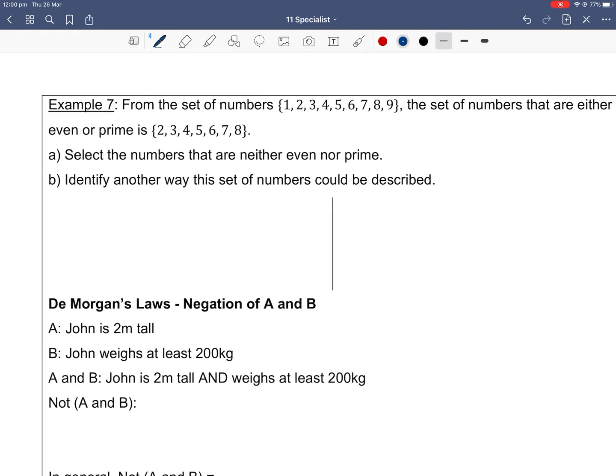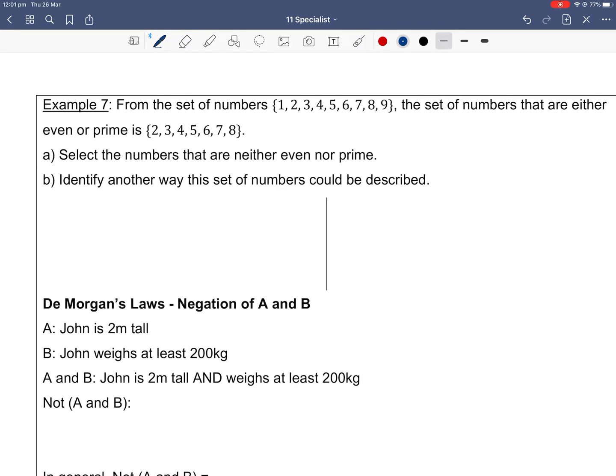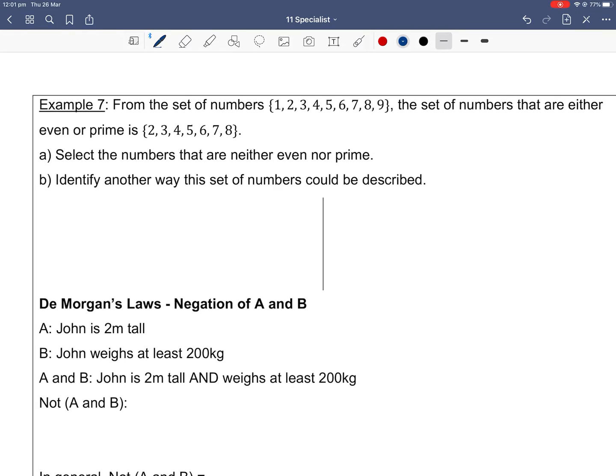From the set of numbers 1, 2, 3 up to 9, the set of numbers that are either even or prime is 2, 3, 4, 5, 6, 7, 8. So the numbers which are even or they're prime. 7 is prime but not even. 8 is even but not prime.